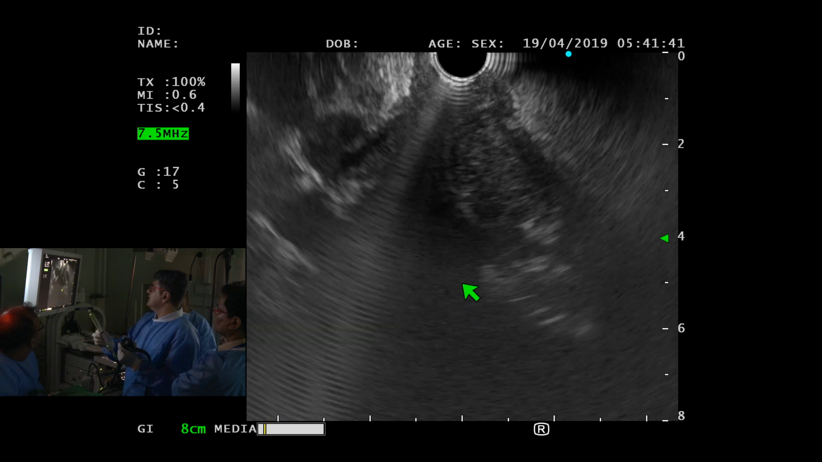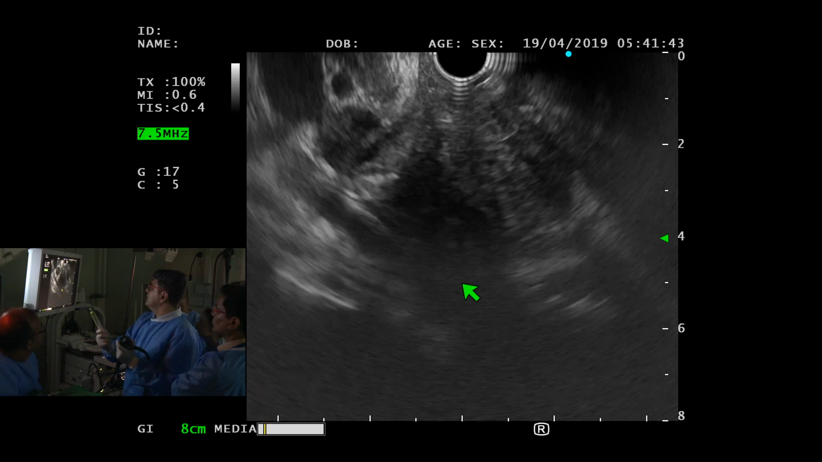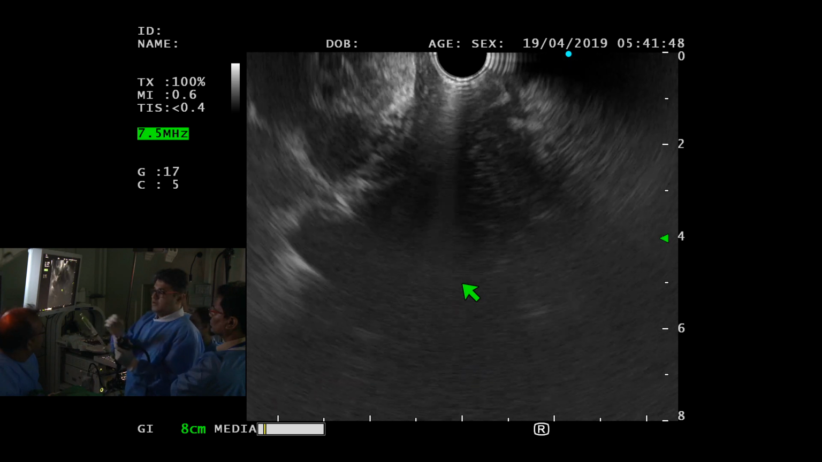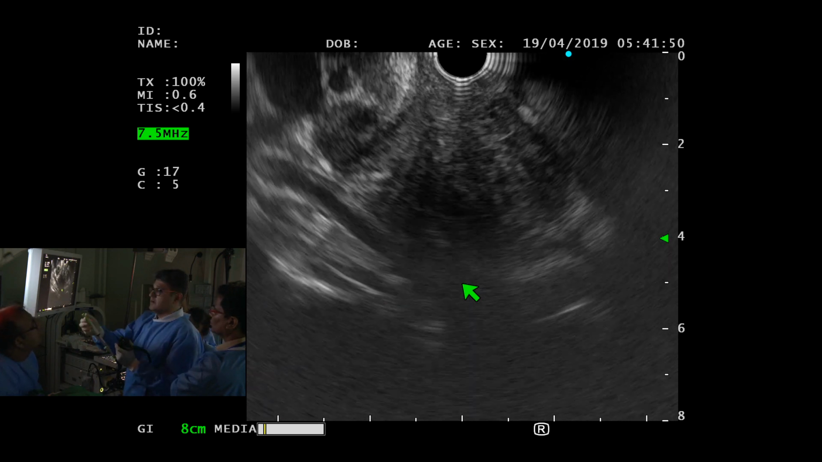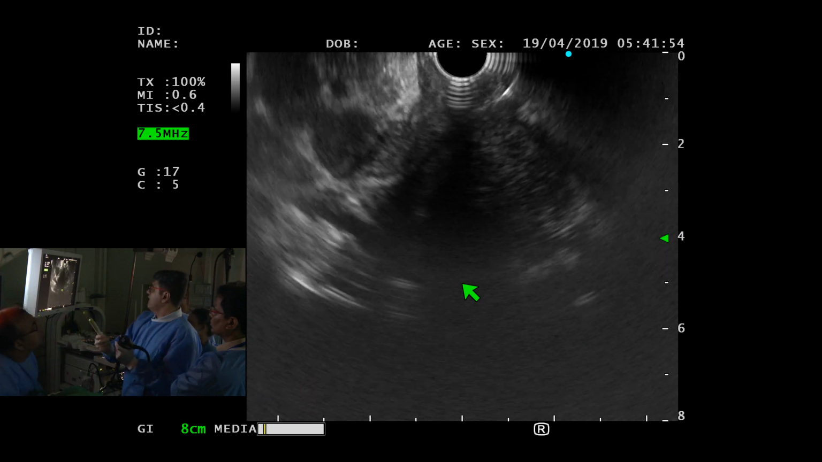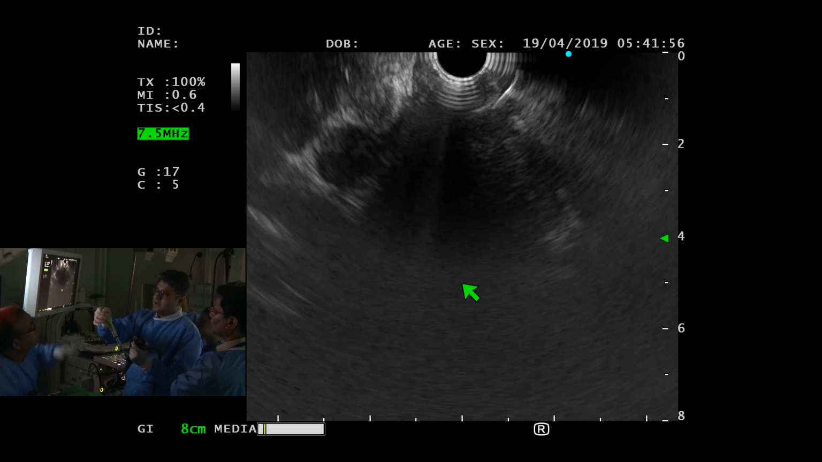Let me just see the needle now. Now let's take the stylet out a little bit. Thank you, that's helpful. Okay, now you take the stylet out please.